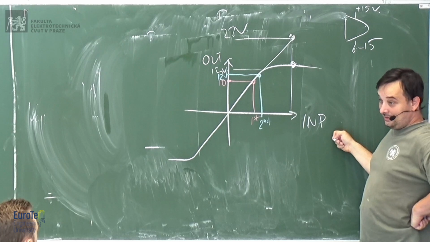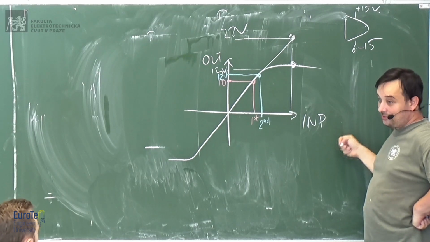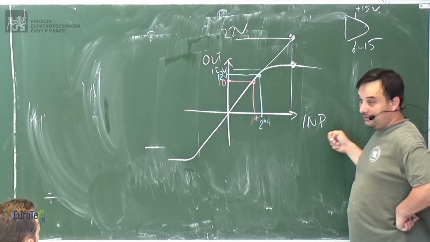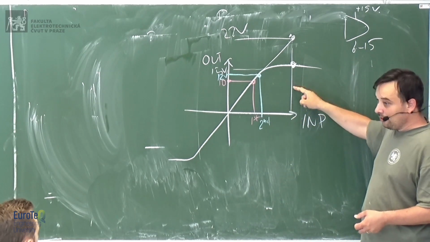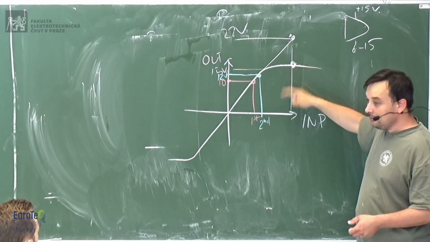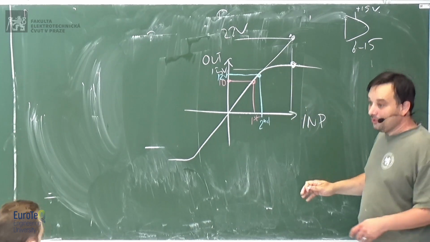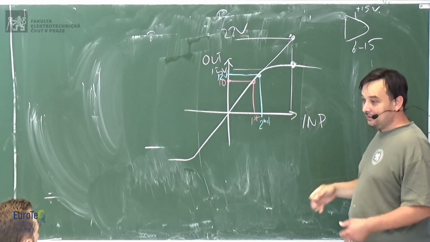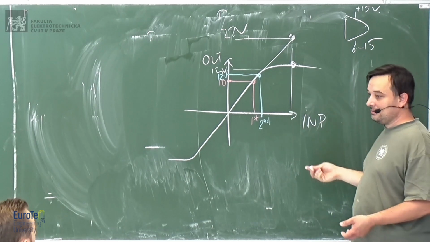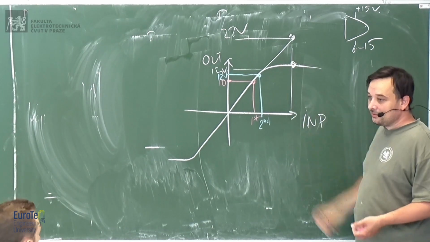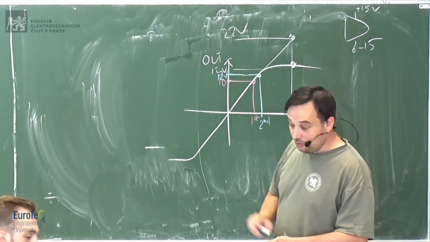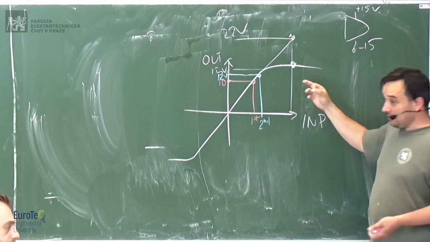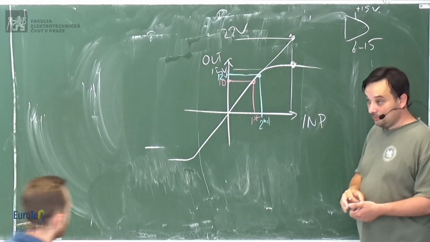So be careful. This trick of using the superposition principle is only valid if, when you sum up all the effects, you're not getting out of the operating region of the amplifier, out of the linear region. You can use it always, but as long as you're not going out of the linear range.